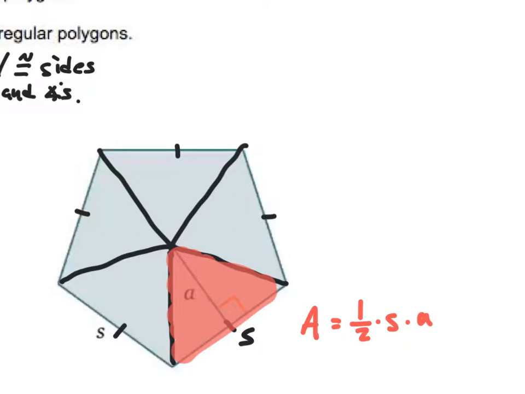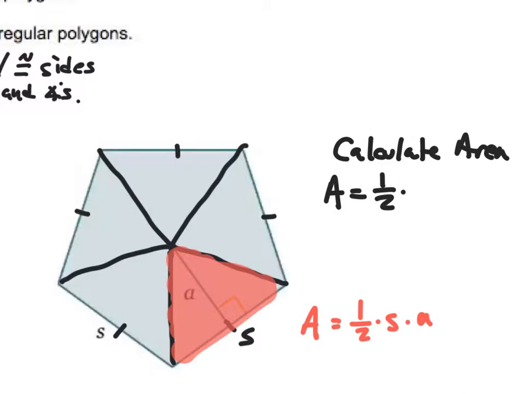Now if I have just one triangle, I can multiply it by 5, because there are 5 of those triangles. This will work for any regular polygon: you can calculate the area by using the following formula. The area is equal to 1/2 times the apothem times the perimeter of the figure. If you know length S and you know the apothem, then you can figure this out.